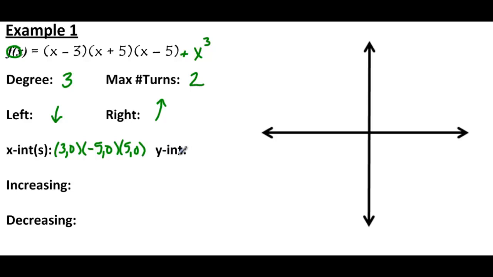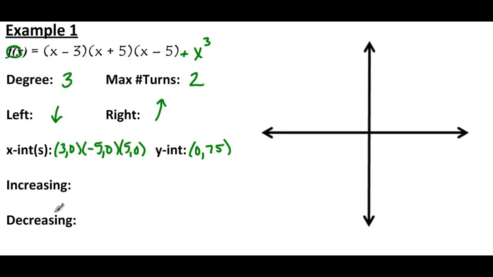My y-intercept is what I get when I substitute 0 in for x. So if I put a 0 in for x, I'm going to get a negative 3 times a positive 5 times a negative 5. I know 5 times a negative 5 is negative 25. A negative 25 times a negative 3 is a positive 75. So I'm going to get (0, 75). I'm going to get to increasing and decreasing in a second after we graph it.